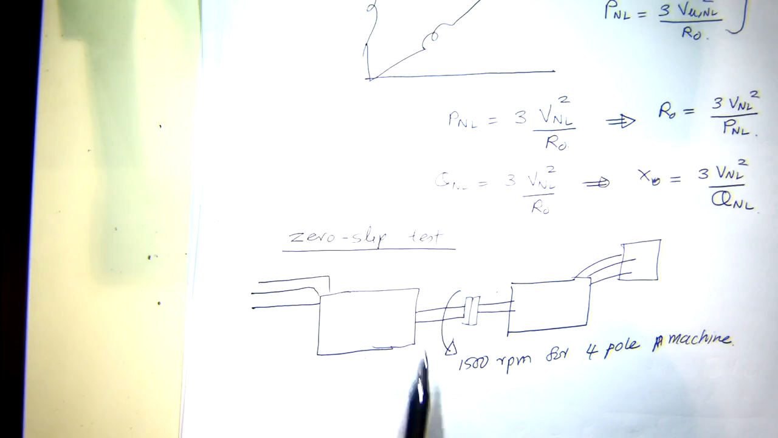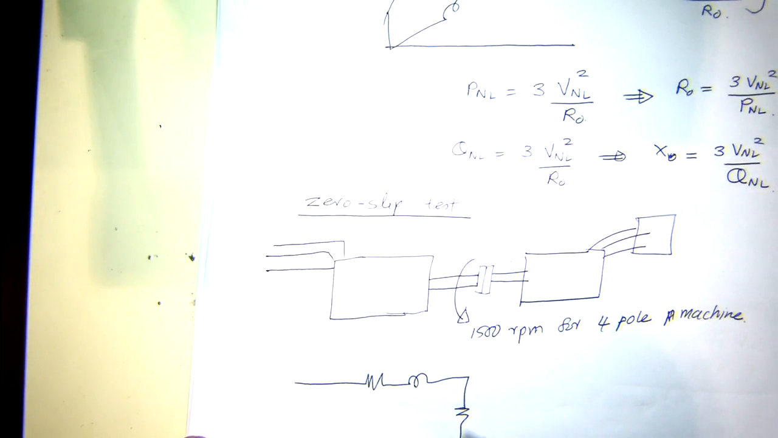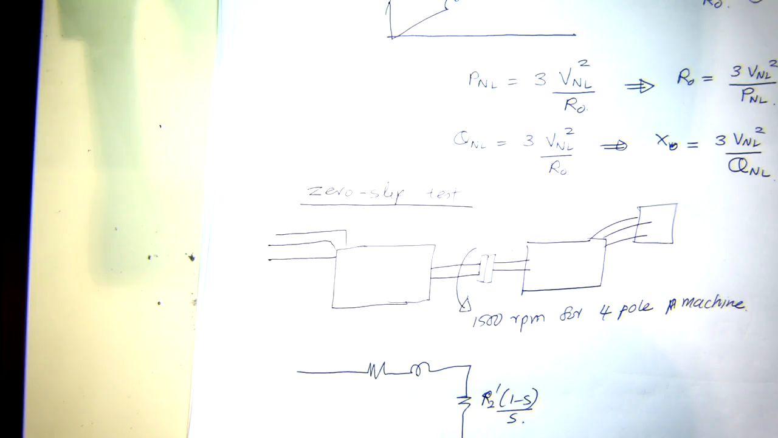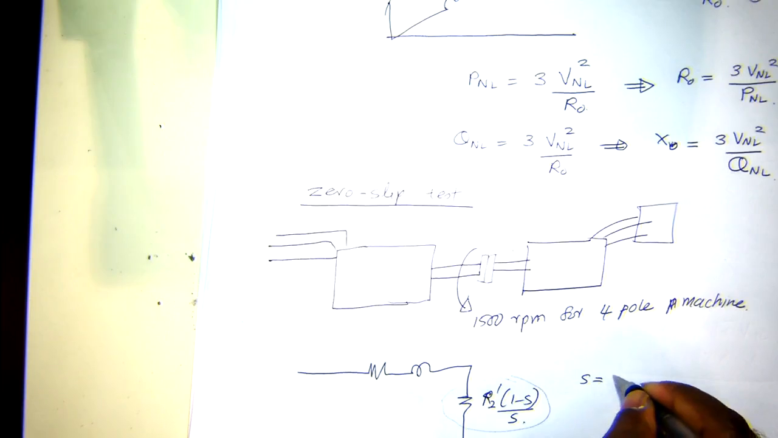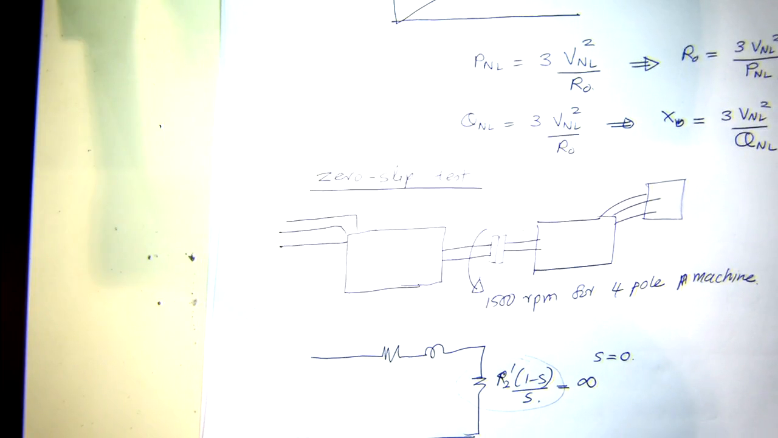Then in your equivalent circuit, S will be exactly 0. Previously S was close to 0, which meant there was a large value, but it consumed some power. But if you drive this exactly at synchronous speed, S will be exactly 0. That means this will be really large, it will be infinite. So it's exactly the same as the open circuit test of a transformer.